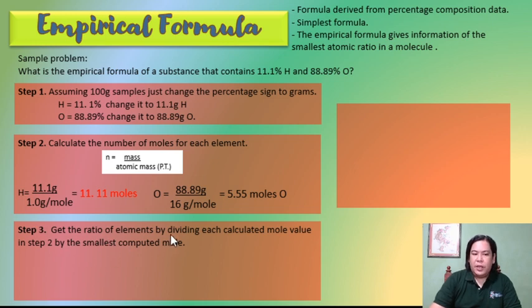Get the ratio of elements by dividing each calculated mole value in step 2 by the smallest computed mole. Between 11.11 moles and 5.55, ito yung smallest, so 5.55 will become your denominator. For hydrogen, 11.11 moles divided by the smallest, 5.55, you cancel the unit and you will get 2. Then for oxygen, 5.55 divided by 5.55, cancel the unit, and you will get 1.